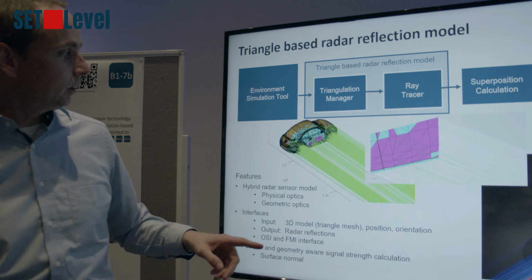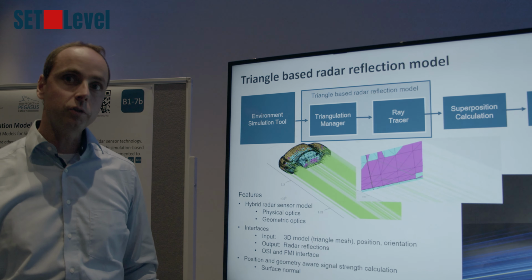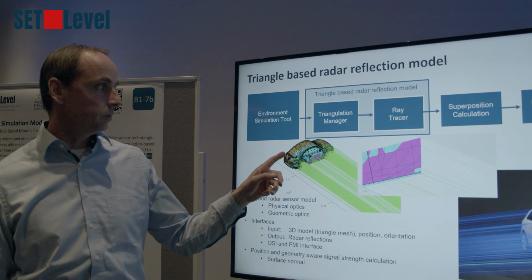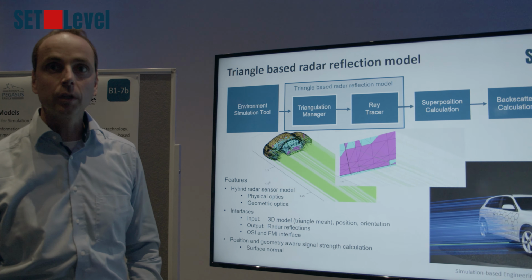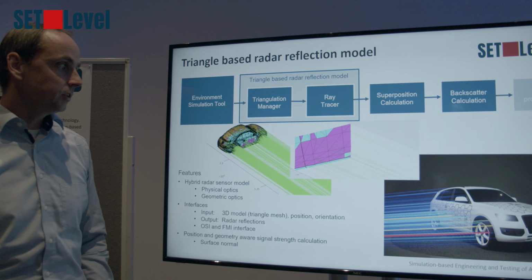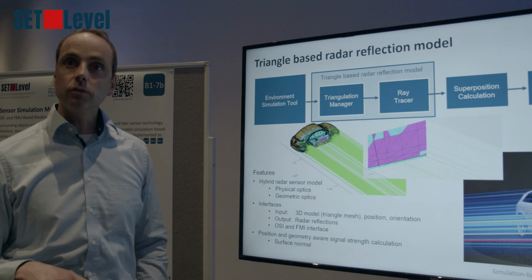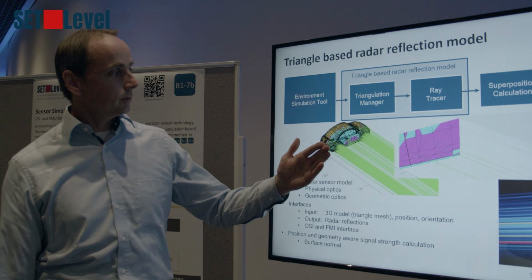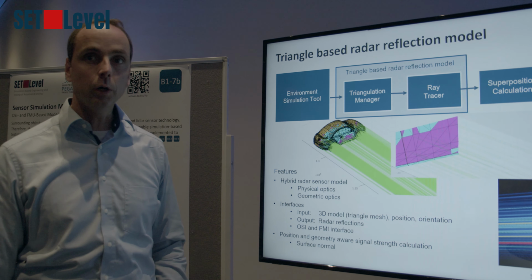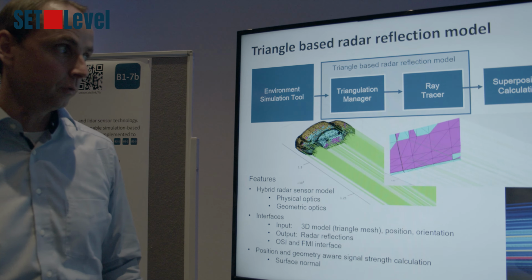The input for the model is a ground truth map, so a list of objects, and each object is associated with a 3D model, something similar to what you see here. And then the triangle-based radar reflection model is emitting rays, hitting the object, and also follows indirections throughout the models. But for the backscatter, it uses a physical optics calculation that really emulates the wave characteristic of a radar sensor.